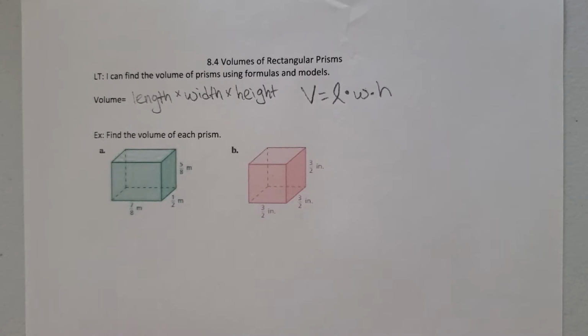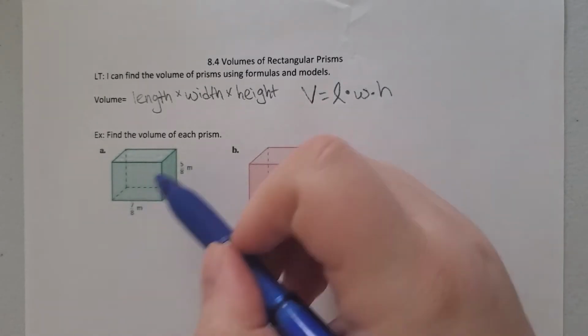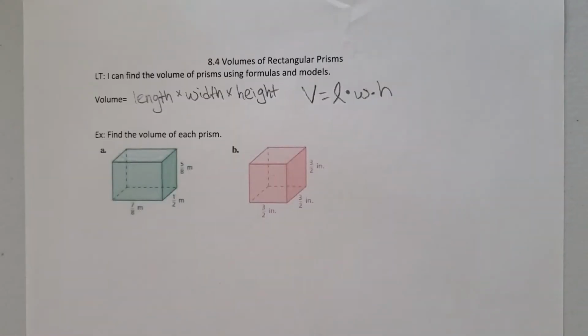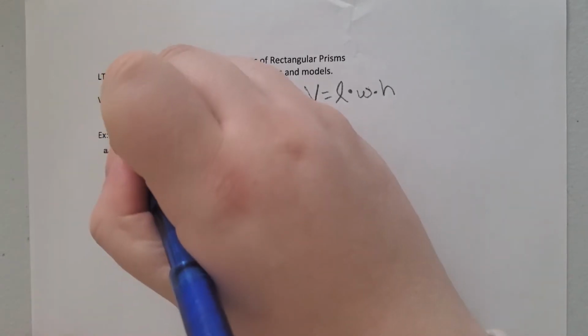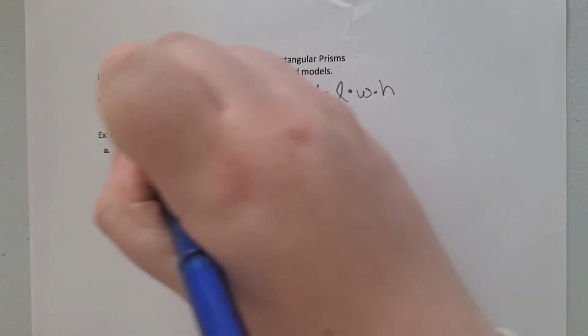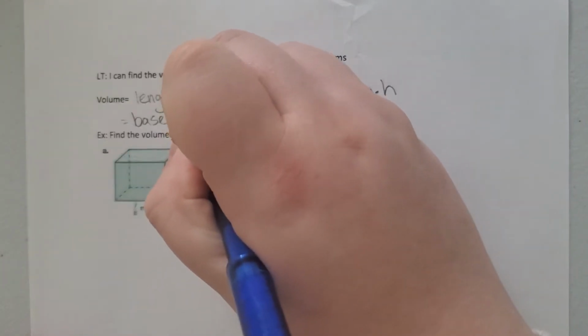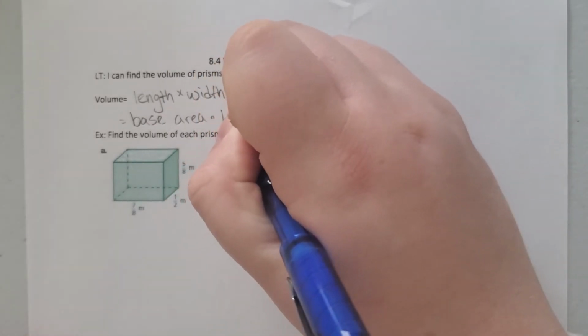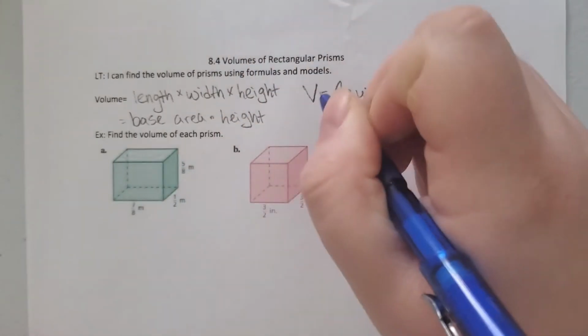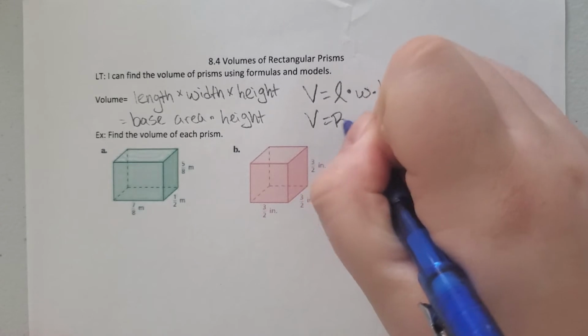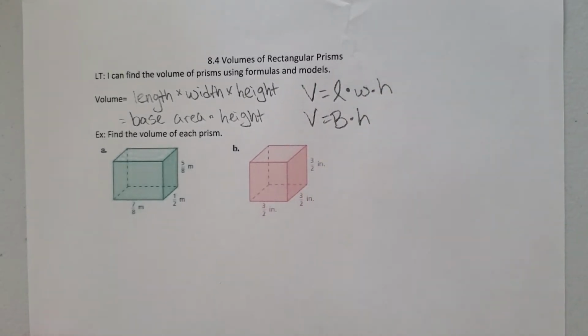If you ever have a problem where they give you the base area, so the area of one of the bases, really all you need to do is take that base area and multiply it by the height. So again, base area times height, which is the same as capital B times H.